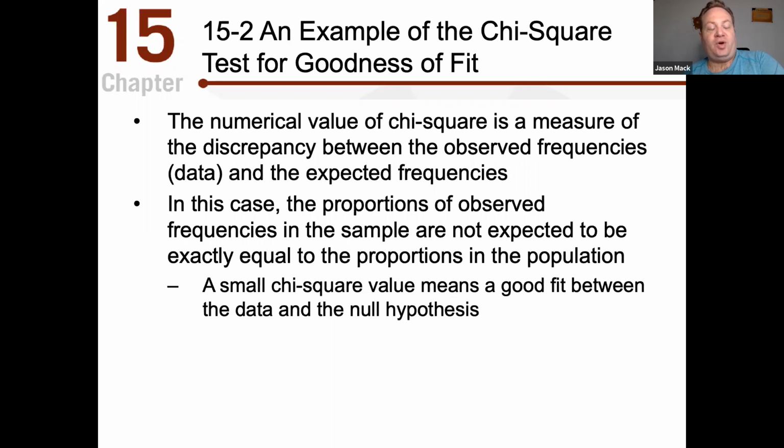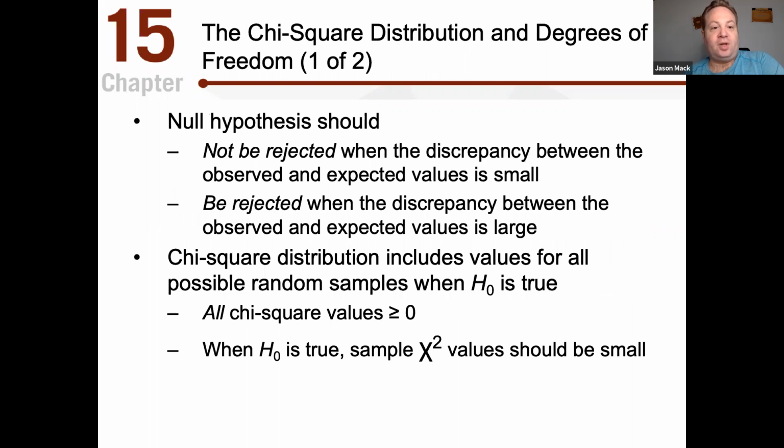The numerical value of the chi-squared is a measure of the discrepancy between the observed frequencies data and the expected frequencies. In this case, the proportions of observed frequencies in the sample are not expected to be exactly equal to the proportions in the population. A small chi-square value means a good fit between the data and the null hypothesis.